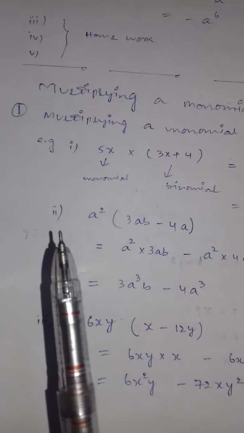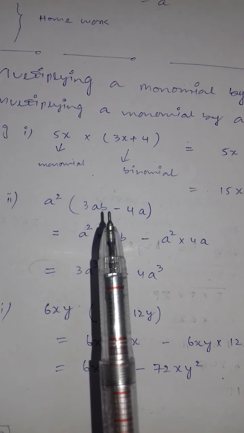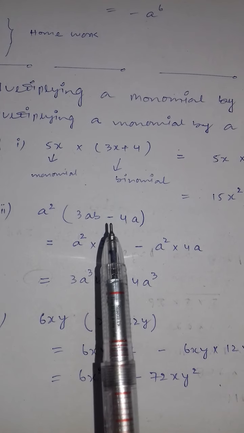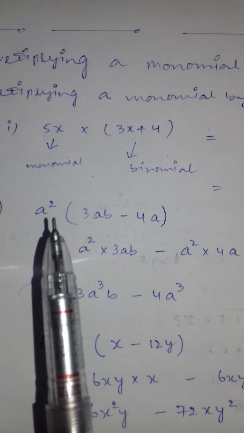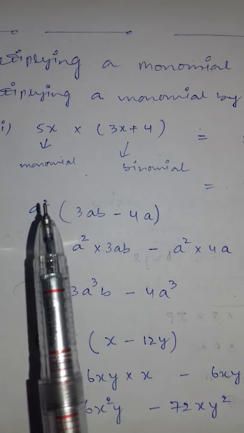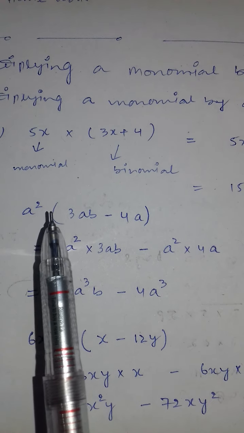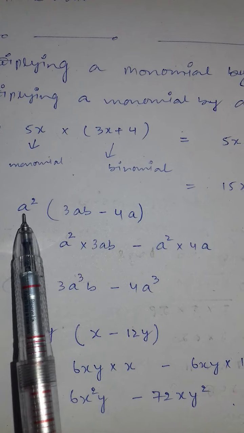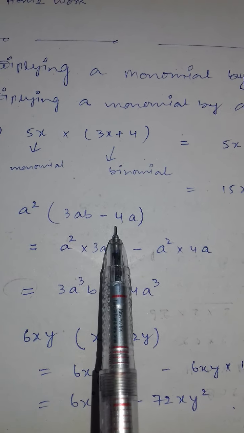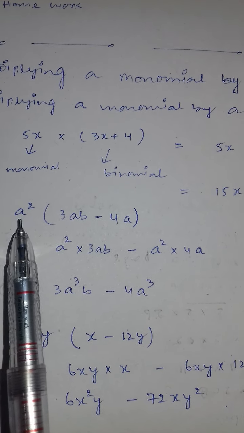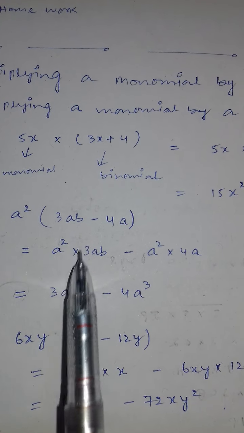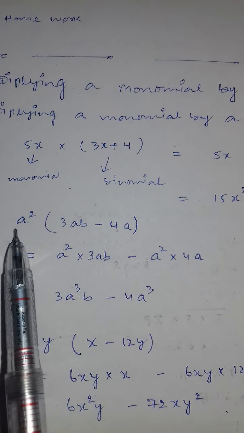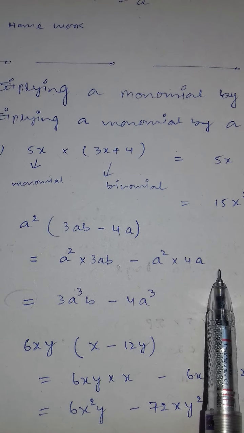Now let's move to part second. It is a square into (3ab minus 4a). This is a monomial and this is a binomial. See how to multiply. Bracket means multiply. It is not necessary to write down multiplication. Whenever there is a bracket, it is understood to be multiplication. So how to multiply this monomial with that binomial? First of all, you multiply a square with 3ab. So a square into 3ab. Then it is minus here, write down minus, a square into 4a.